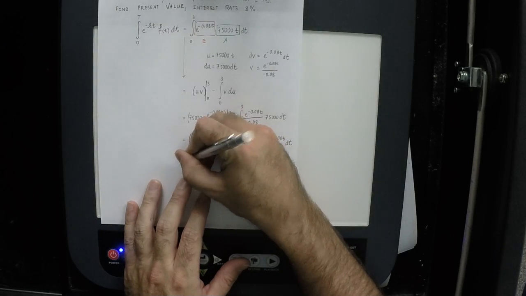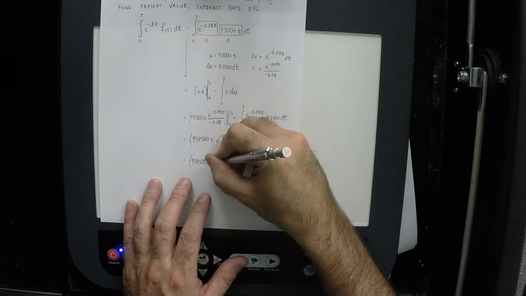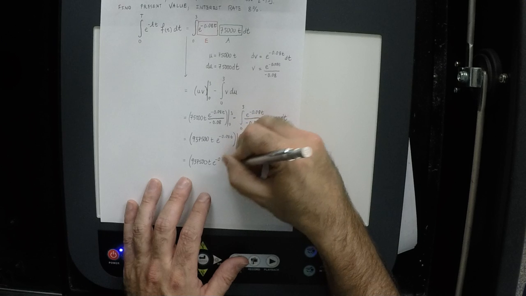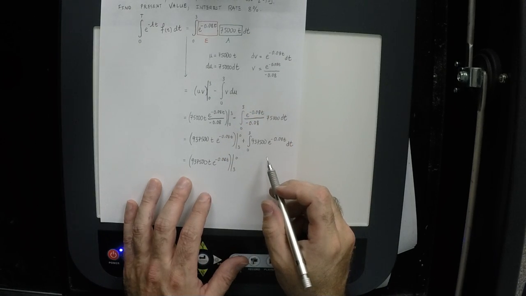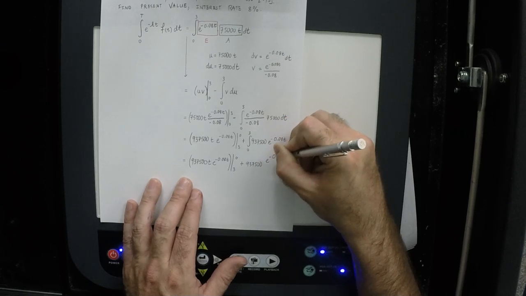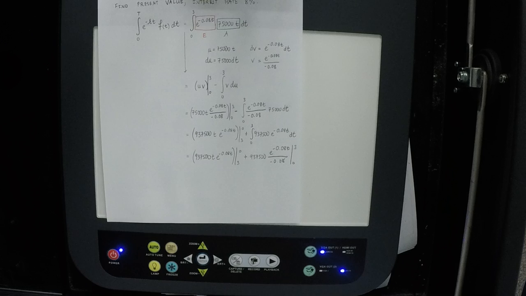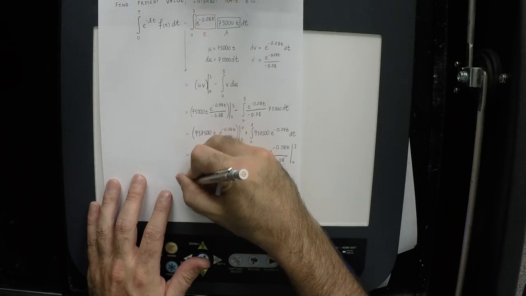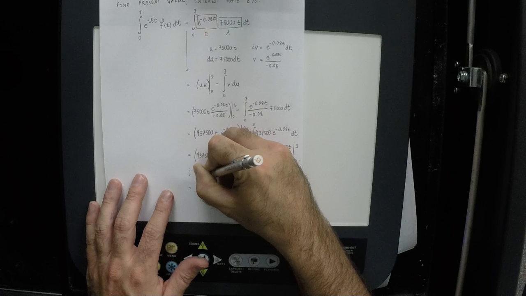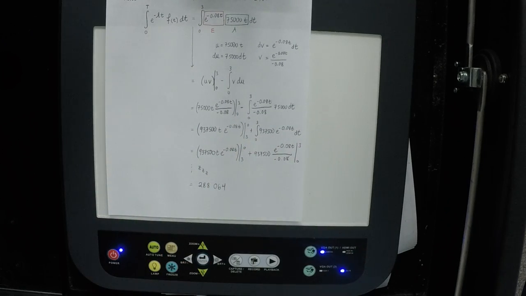And then we have 937,500 t exponential negative 0.08 t, evaluated from 3 to 0, and then what? Plus 937,500 exponential negative 0.08 t over negative 0.08 from 0 to 3. From here, this is just calculator work. You should do that in your own time to make sure that you can come to the right answer. But if you carefully do the boring calculator work, then you'll get 288,064, rounded to the nearest dollar.